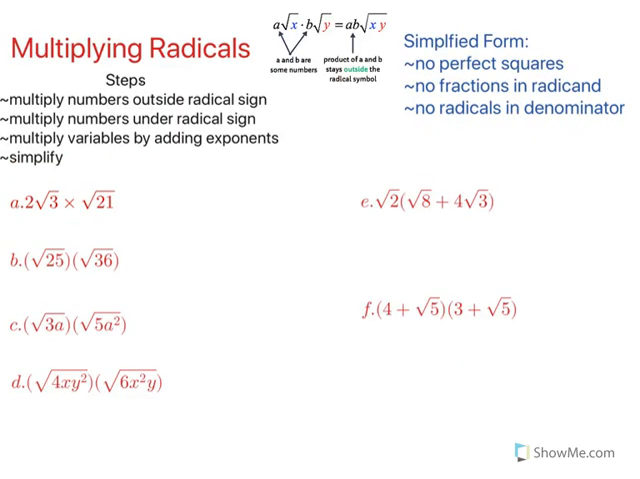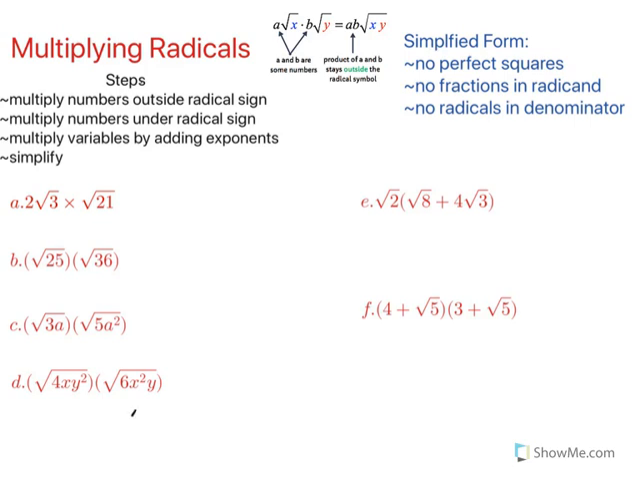All right. Let's take a look at multiplying. When we're multiplying radicals, we're going to multiply the numbers outside the radical sign together, multiply the numbers underneath the radical sign together. If there's variables, we'll add their exponents when we multiply them, and then we'll simplify. So let's take a look at this first example. Here we have 2 square roots of 3 times the square root of 21.